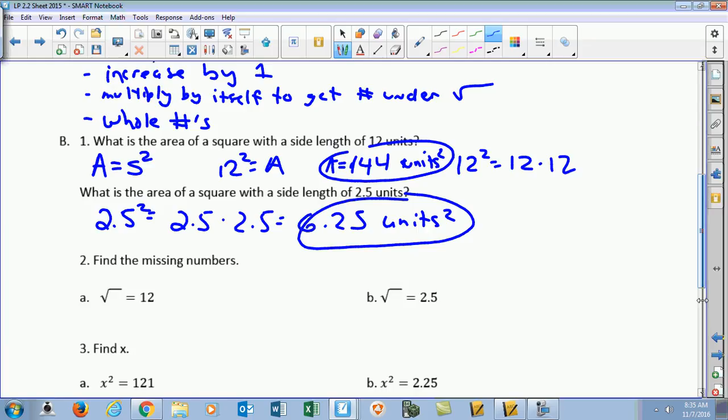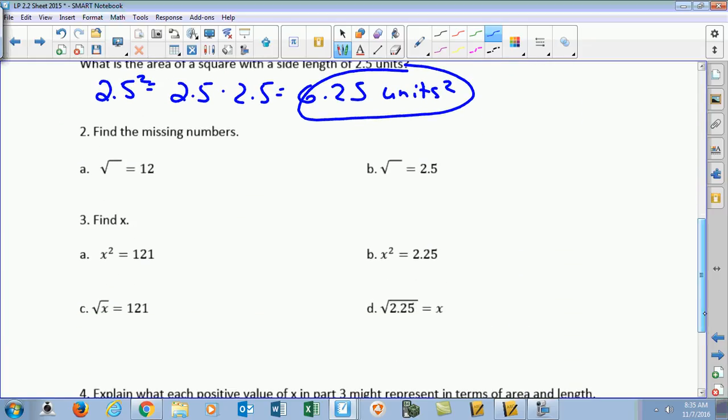All right, getting in the habit of trying to think of squares and square roots, how they work together. So, find the missing numbers. So, if there's no number underneath the square root.